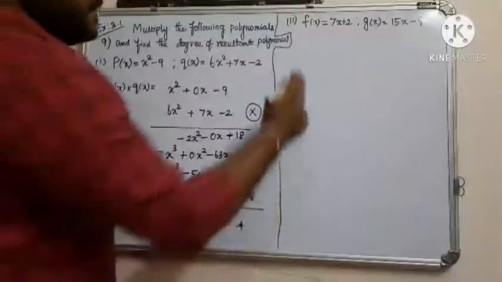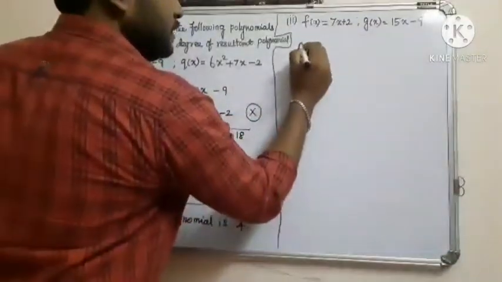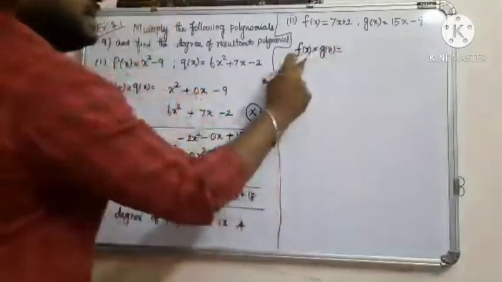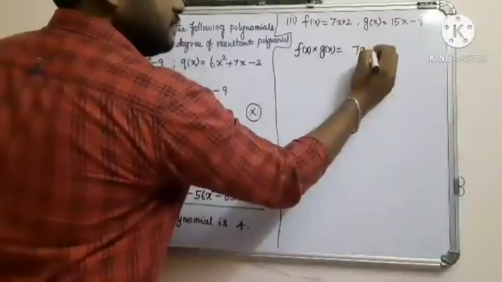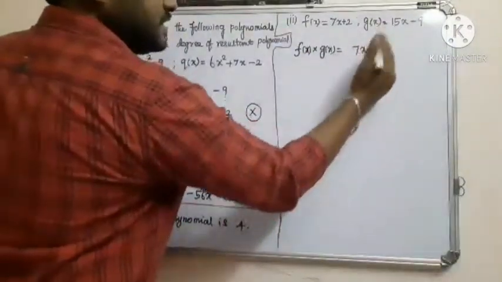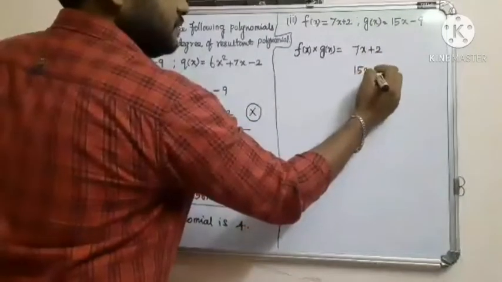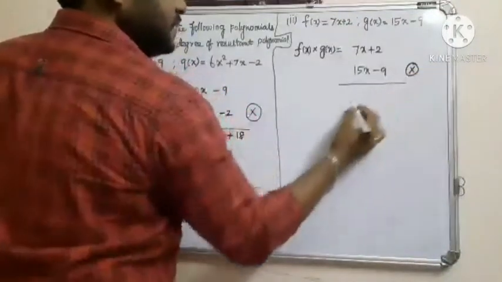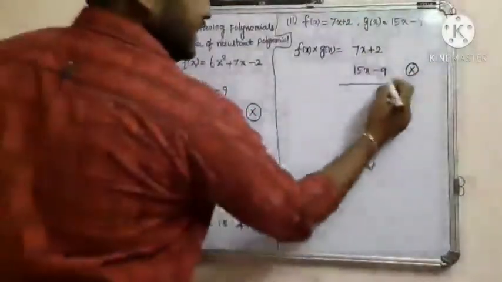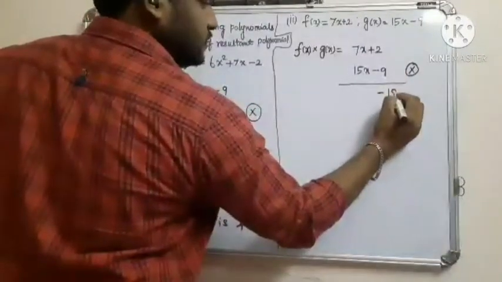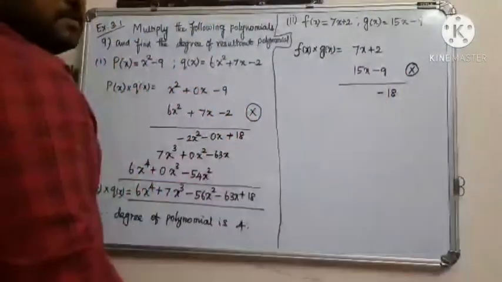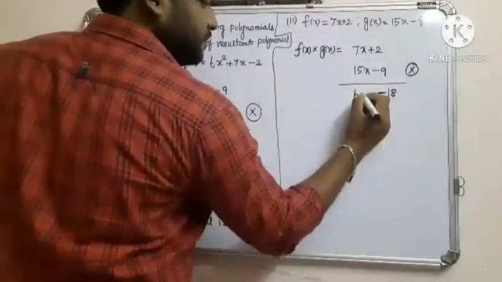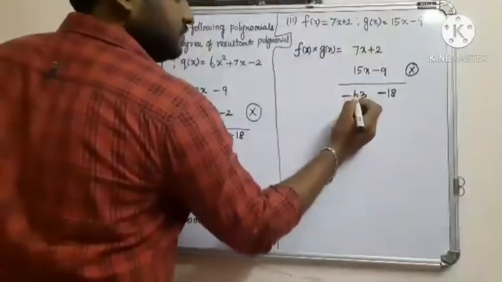Now we have to multiply f of x into g of x. So what is f of x? 7x plus 2. What is g of x? 15x minus 9. Now we have to multiply. So 9 2s are 18, plus into minus, minus. 9 2s are 18. 9 7s are 63, plus into minus, minus.